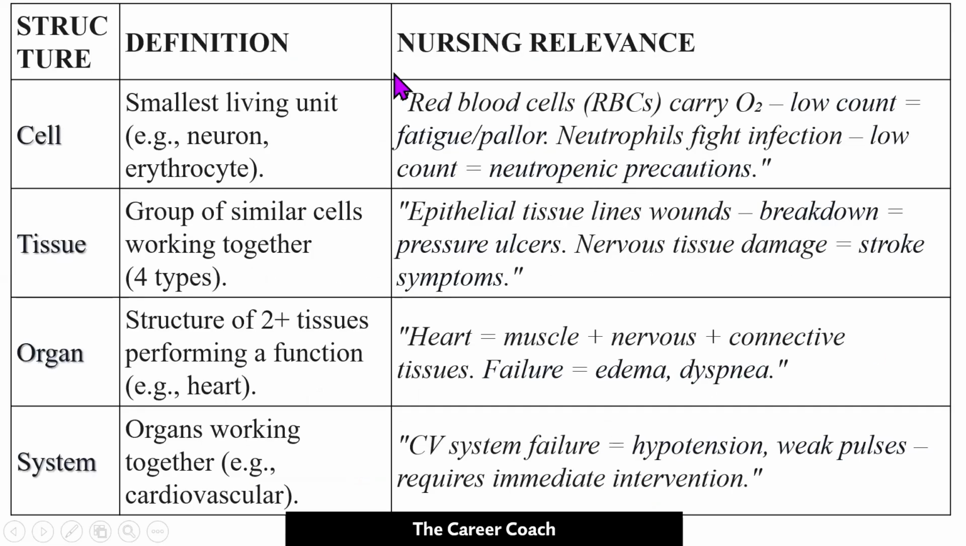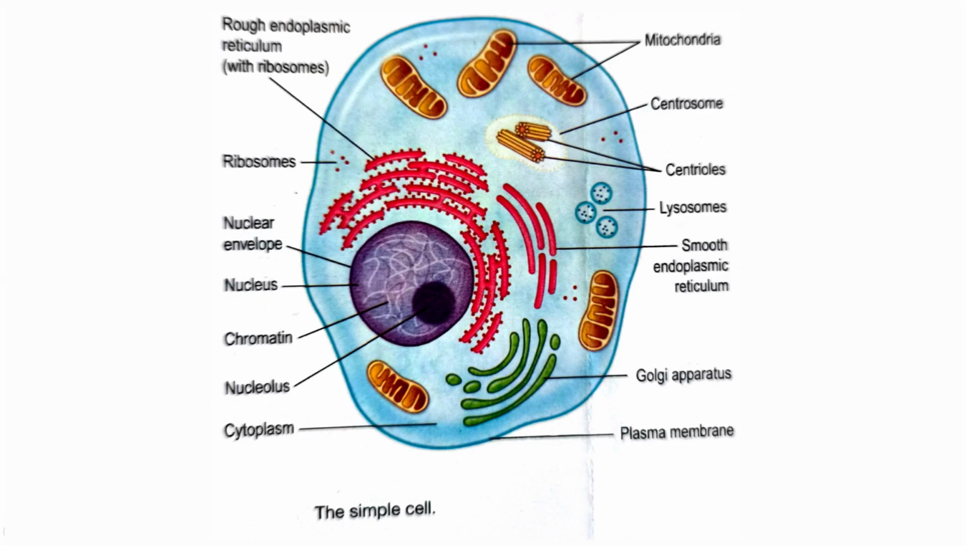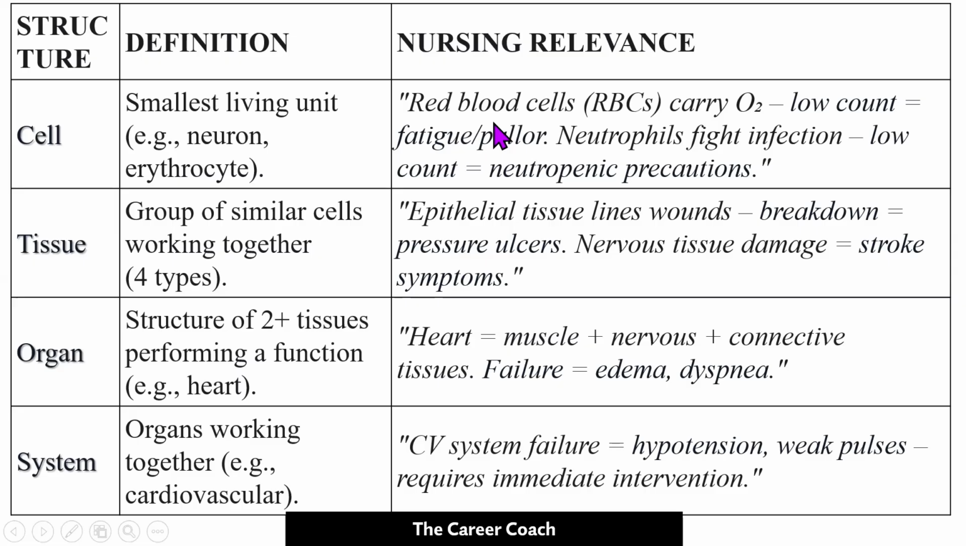We look at the structure, the definition and how they apply to nursing science. Example, the cell, which is defined as the smallest living unit. Examples are the neuron and the erythrocytes. Red blood cells, RBCs, carry oxygen. If there is a low count, it will lead to fatigue or pallor. Neutrophils fight infection. If there is a low count of neutrophils, it will lead to neutropenic precautions.